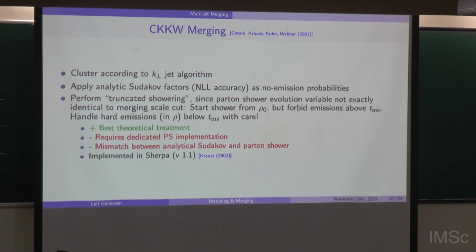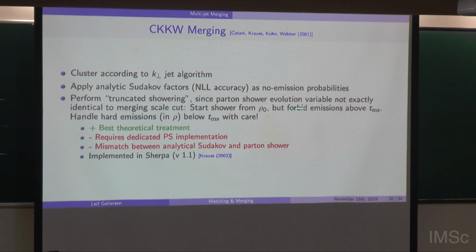So now I will go through some different schemes of multi-leg merging that can be found in Parton shower programs. The first one that was implemented is CKKW merging. The clustering here is done according to a KT-jet algorithm. It might be modified slightly to only cluster allowed flavor configurations. And then you apply analytic Sudakov vectors. They are very precise, and it's very nice to write this down. And you apply those as no emission probabilities. And then you need to perform truncated showering.